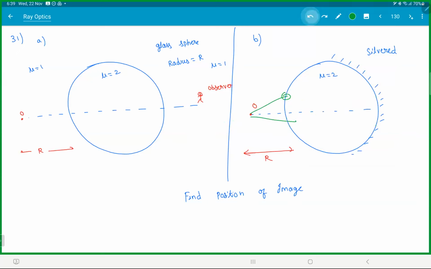Get them both. This was a good question. I can ask this as a paragraph. Both are connected though. In the exam, if I have to ask you, I'll ask the B part directly. Find the position of the image. Generally, the meaning is image formed after all reflections and refractions.